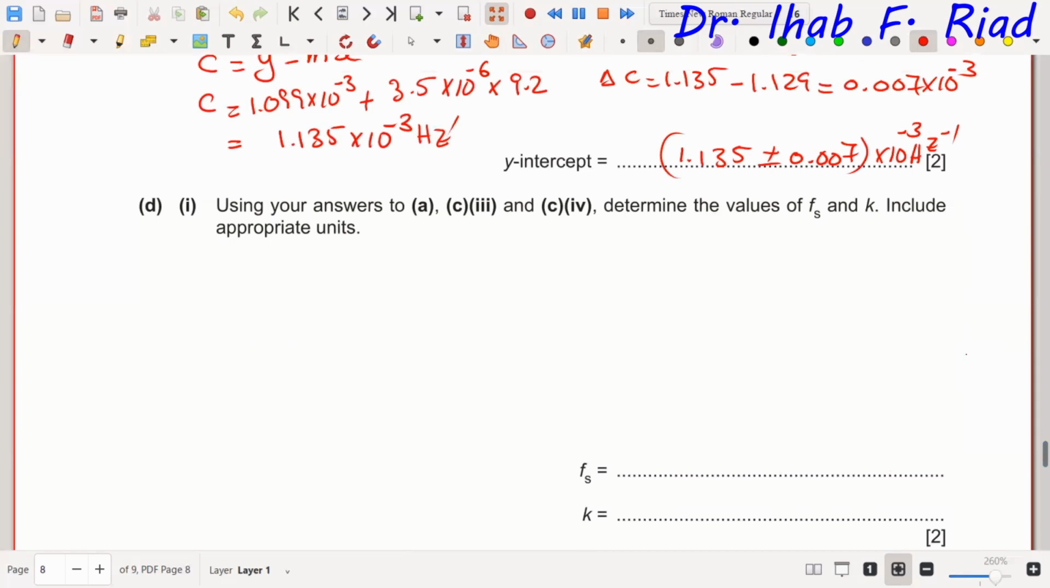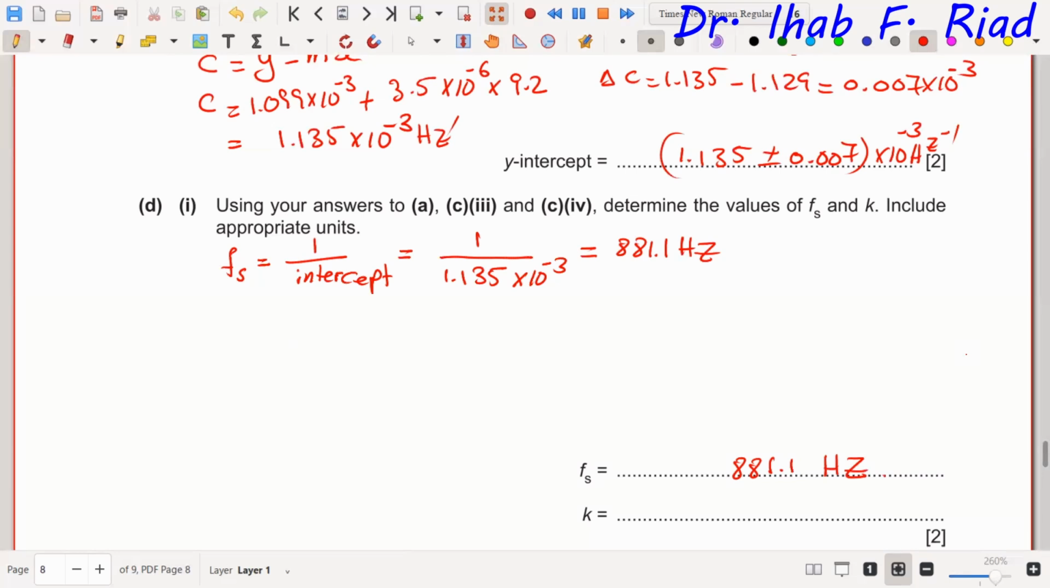So we remember that Fs is equal to 1 over the intercept. Right? Yes. So it is 1 divided by the intercept, which is 1.135 times 10 to the power minus 3. We get 881.1 hertz. So this is 881.1 hertz.